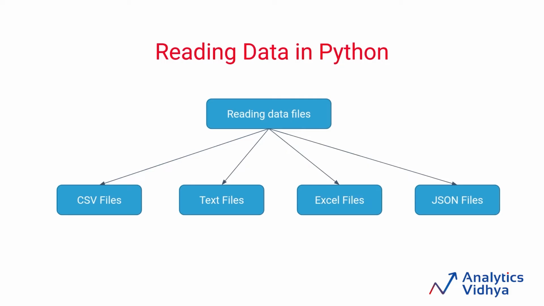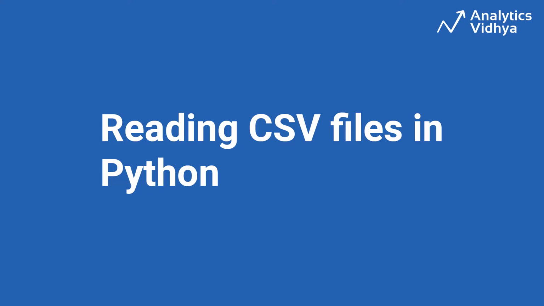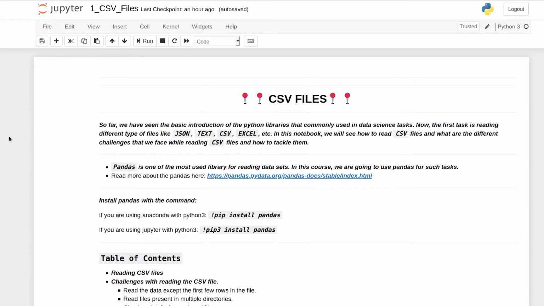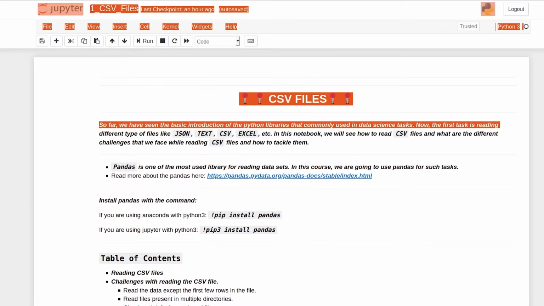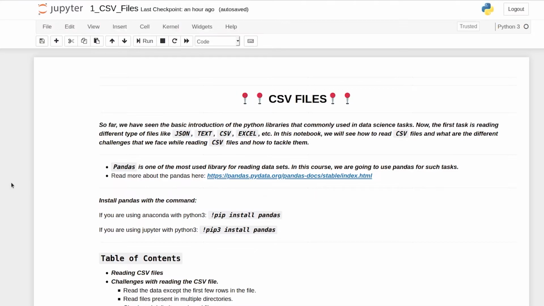If you notice, you will see that out of all these different types of data files, we have already dealt with text files in a previous module. So apart from text files, in this module we will learn how you can work with CSV files, Excel files and JSON files in Python. In this video, we will work on CSV files. We'll also understand the challenges that occur while reading CSV files in Python, and also how to tackle these challenges using Python.